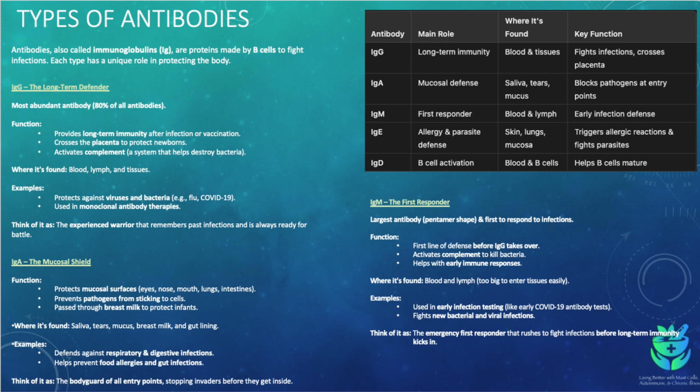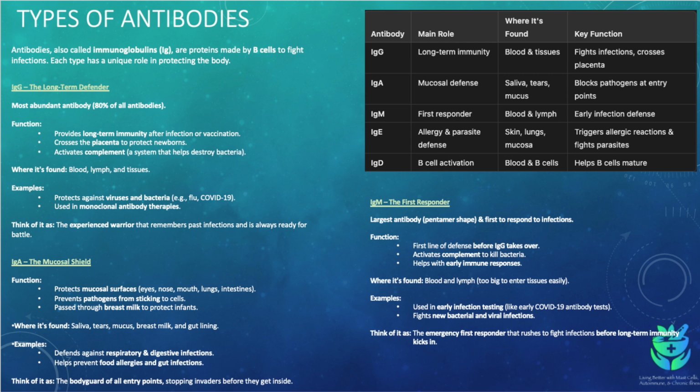IgG antibodies can be found in the blood, the lymphatic system, and tissues. Examples are it protects against viruses and bacteria like the flu, COVID-19, etc. It also uses monoclonal antibody therapies to help with it. Think of it as an experienced warrior that remembers past infections and is always ready for battle.